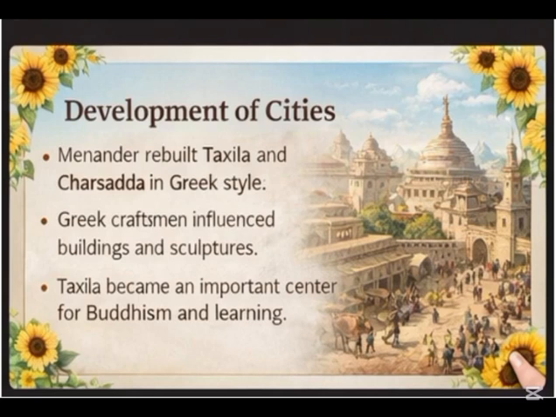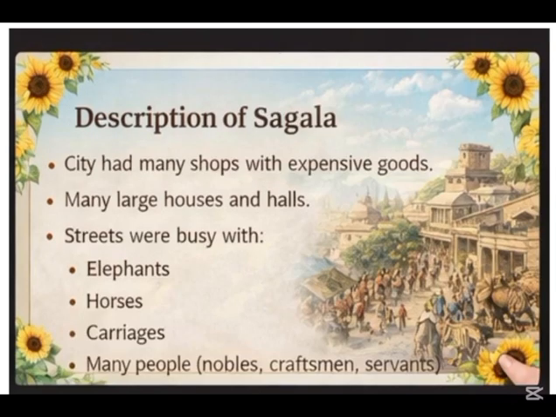And Charsadda means: char means four and sada means road. So that area was surrounded by four roads. That's why it was named Charsadda, and it was built in Greek style because Greek craftsmen influenced buildings and sculpture.